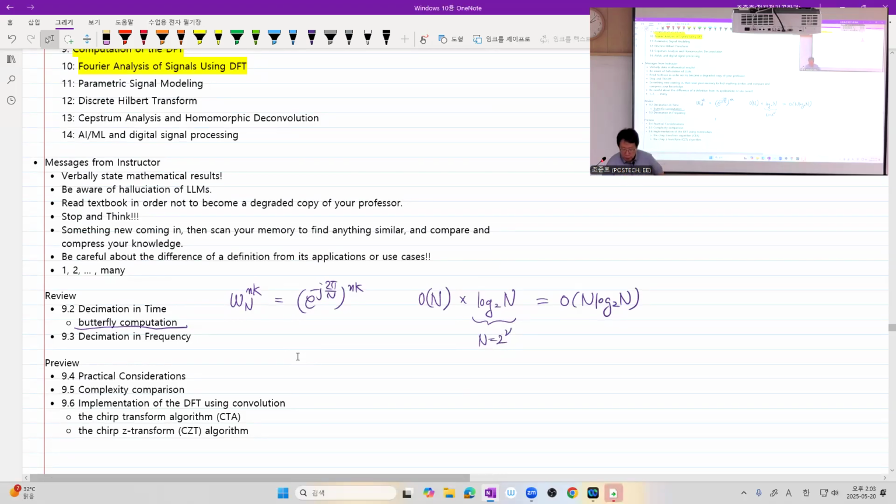And today we are going to see some complexity comparison when n is not necessarily the power of 2. And also, we will see section 9.6, which is very closely related to the FFT algorithm.